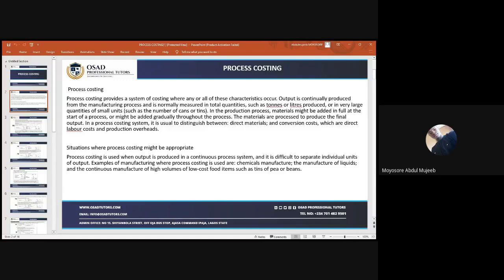Process costing is used when the output is produced in a continuous process system and it's difficult to separate individual units of output. Examples of manufacturing where process costing is used are chemical manufacturing, manufacturing of liquids, and the continuous manufacturing and high volume of low cost food items. Now, let's take for example manufacturing of liquids.